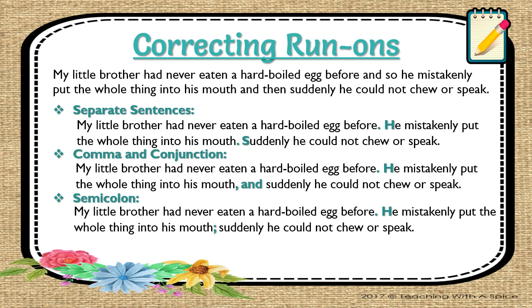Semicolon. My little brother had never eaten a hard-boiled egg before, period. He mistakenly put the whole thing into his mouth, semicolon. Suddenly he could not chew or speak. Now again, if you chose to do that the other way around and you said hard-boiled egg before, semicolon, he mistakenly put the whole thing into his mouth, period, capitalized suddenly, he could not chew or speak, that would work as well. But you wouldn't want to put a semicolon in between all three sentences. That, again, is a little too much. You should really only have the two sentences put together as one.